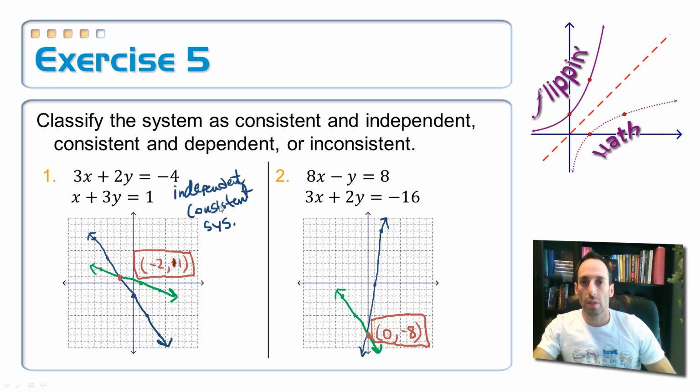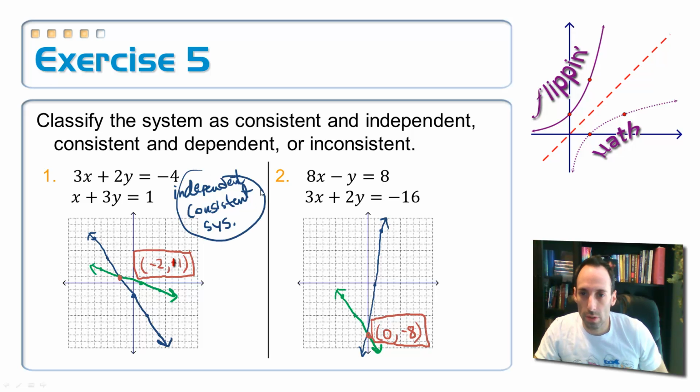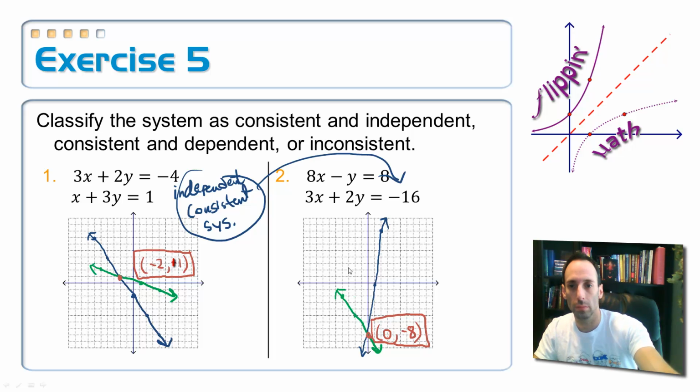So consistent means that they have an answer, at least one, and independent is just one of those answers. Okay? Same thing is true about this number 2 here, so I'm just going to circle this and bring it right over here too. Since it has a solution, it is consistent, and since there's only one of them, it is independent. Okay?